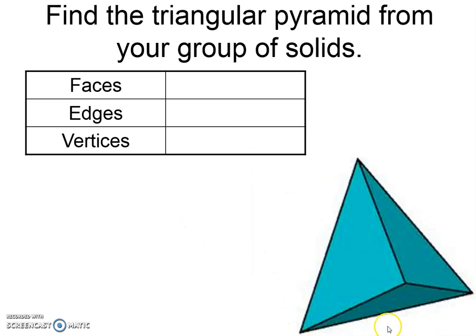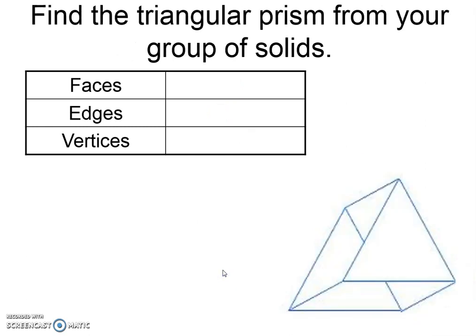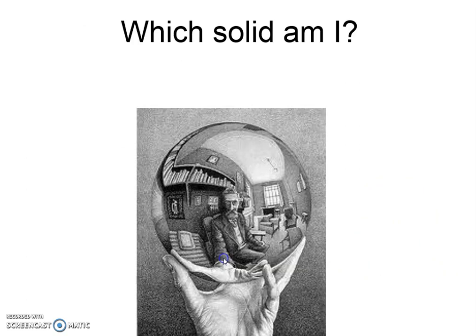Triangular pyramid means it's got a triangle on the bottom, so we got 4 faces, 6 edges, 4 vertices. Triangular prism looks like the tent. Triangle at each end and 3 rectangles going around. 9 edges, 6 vertices. The solid would be a sphere.